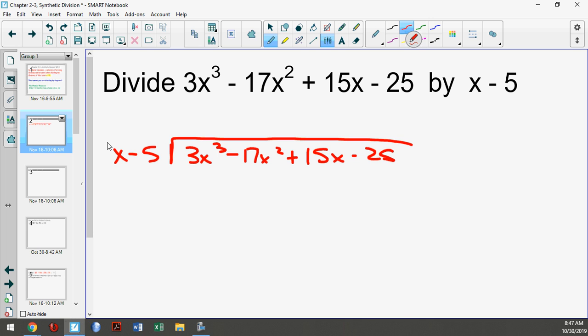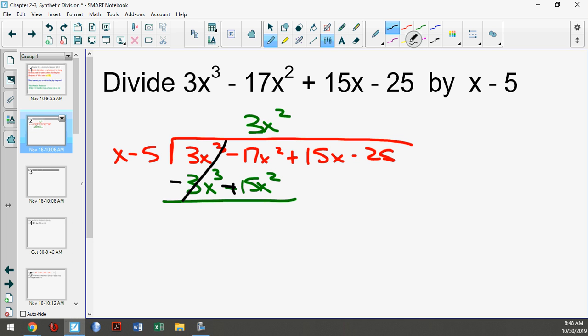Okay. Now, with that being said, what do I multiply x by to obtain 3x cubed? 3x squared. I put that over the x squared position, and on the diagonal, I multiply. So that's 3x cubed minus 15x squared. Then, what am I going to do vertically? I'm going to subtract them, which means I'm simply changing the signs of the bottom polynomial. That cancels out, and this gives me a negative 2x squared plus 15x minus 25.